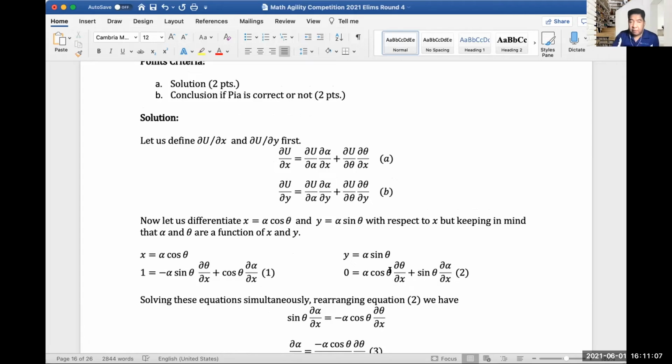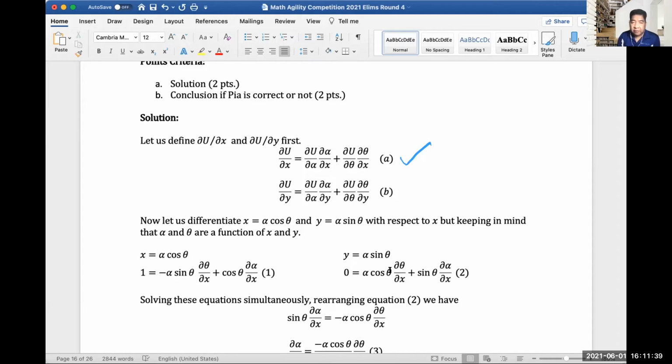And also, that's equation A, right? That's equation A. And then for B, so that's partial derivative of u with respect to y is equal to partial derivative of u with respect to alpha times partial derivative of alpha with respect to y plus partial derivative of u with respect to theta times partial derivative of theta with respect to y.